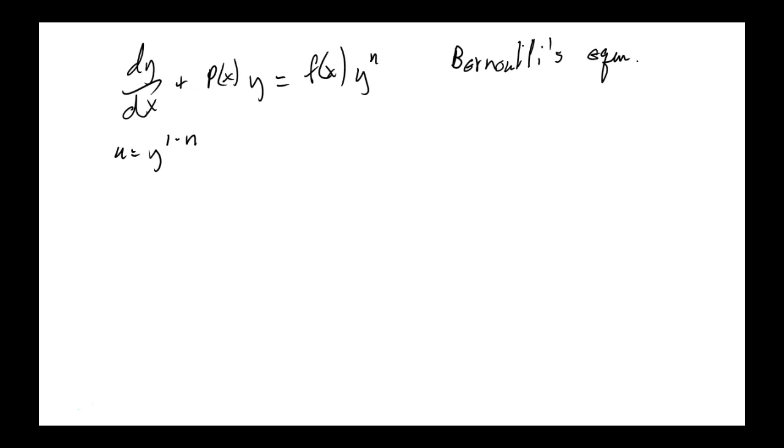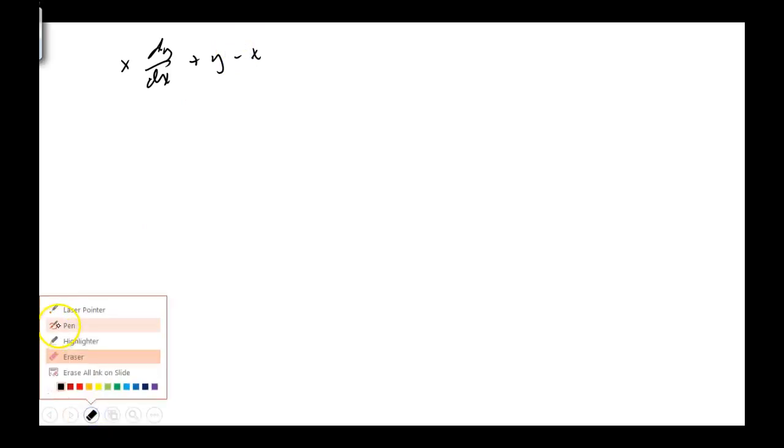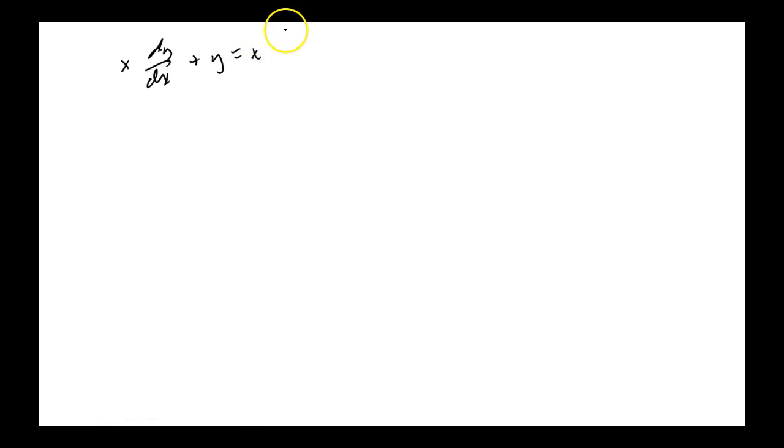I think you can remember this. I think I'm going to need all the room I can get, so let me erase this, but hang on to the thought, okay? And let's do example 2. x times dy/dx plus y is equal to x squared y squared. Okay? Now, you reckon it's separable?